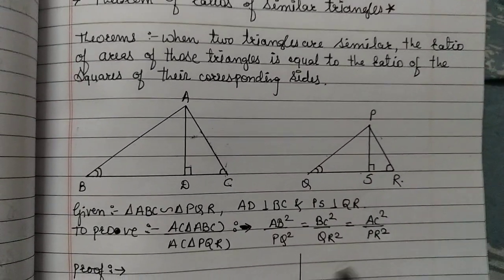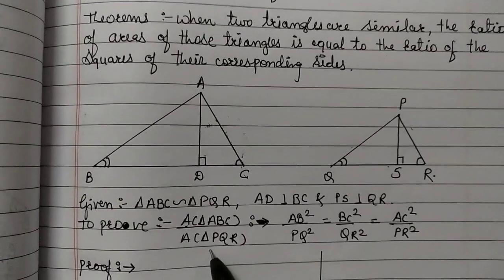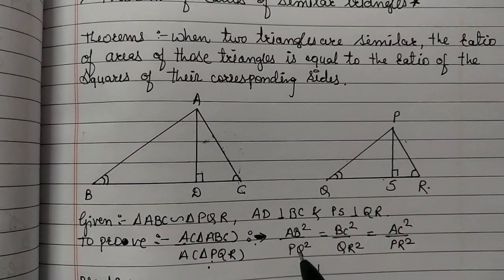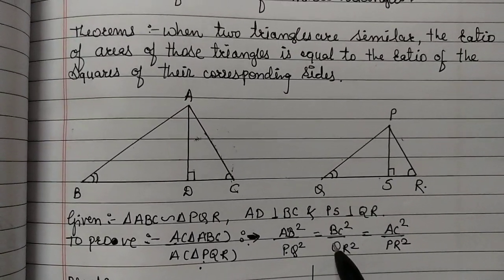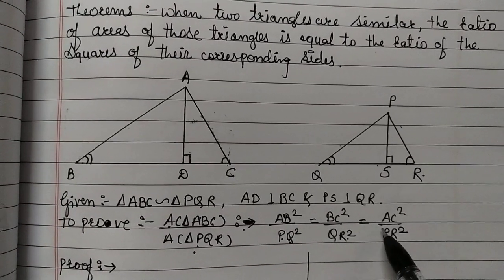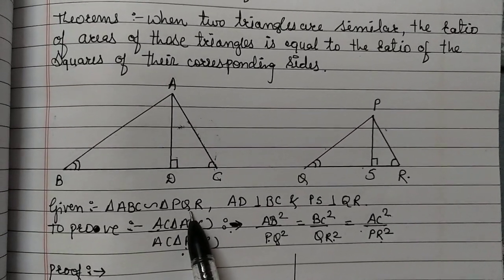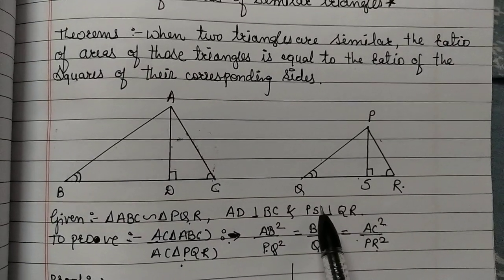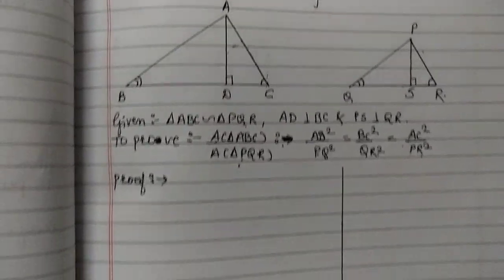Now what we have to prove? The area of triangle ABC upon area of triangle PQR, means the ratio of their areas, is equal to the ratio of squares of their corresponding sides: AB square upon PQ square equals BC square upon QR square equals AC square upon PR square. What was given to you? These two triangles are similar and we have drawn AD perpendicular to BC and PS perpendicular to QR. Now let's start to prove that. Everybody concentrate here.